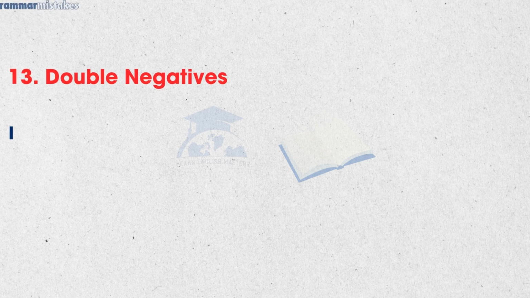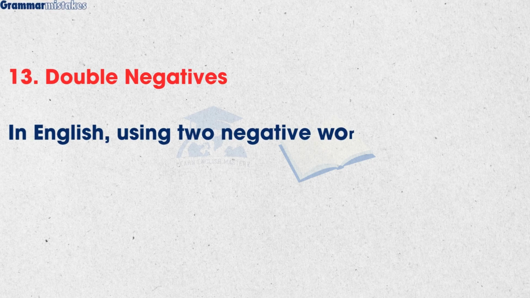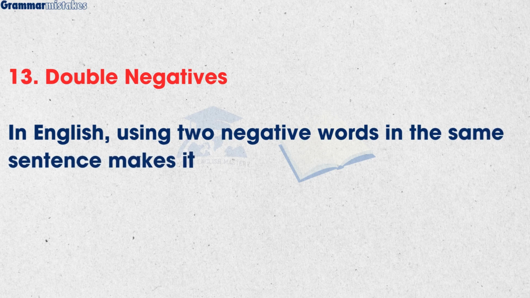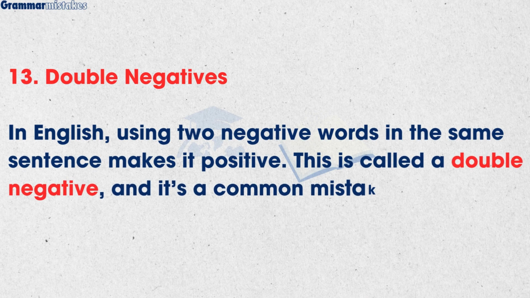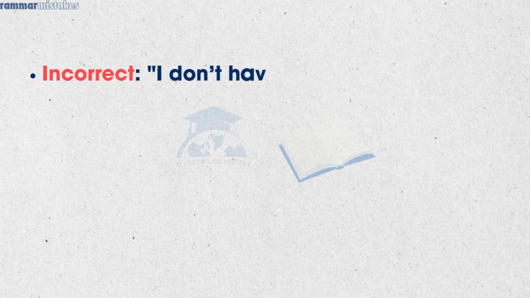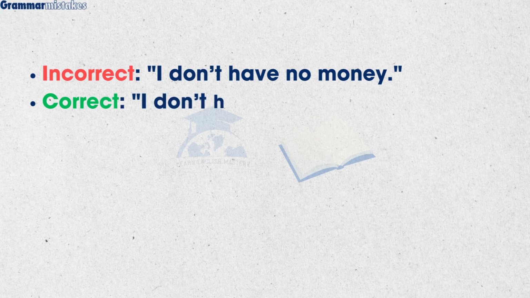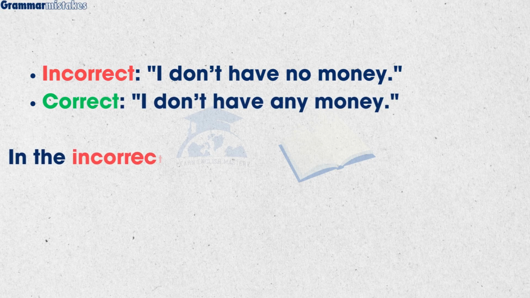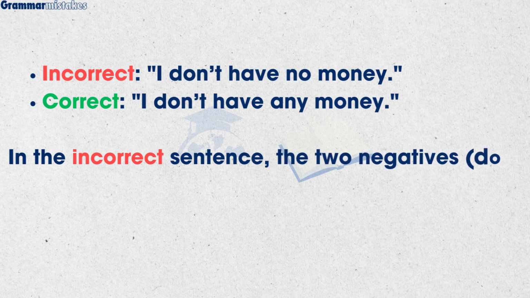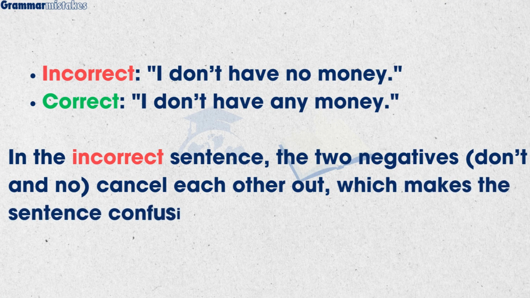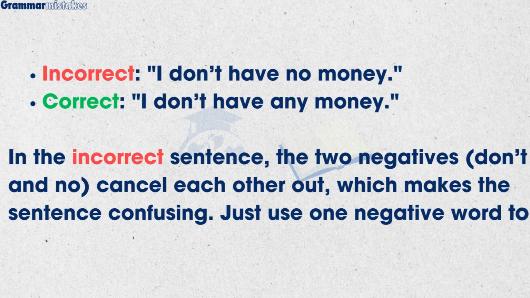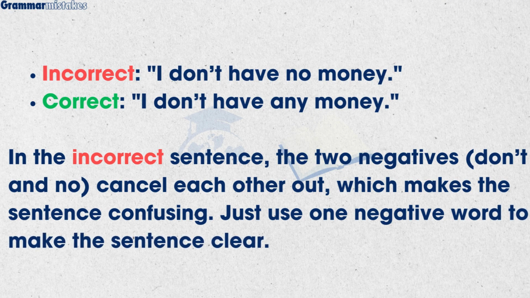13. Double negatives. In English, using two negative words in the same sentence makes it positive. This is called a double negative, and it's a common mistake. Incorrect: I don't have no money. Correct: I don't have any money. In the incorrect sentence, the two negatives, don't and no, cancel each other out, which makes the sentence confusing. Just use one negative word to make the sentence clear.